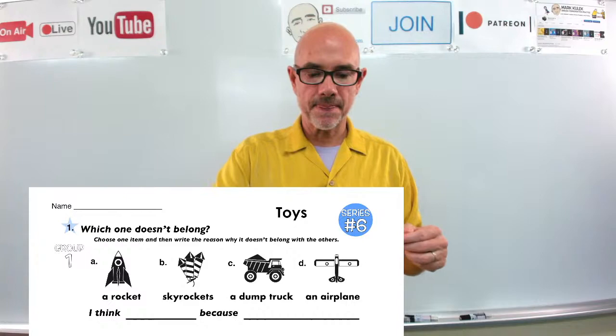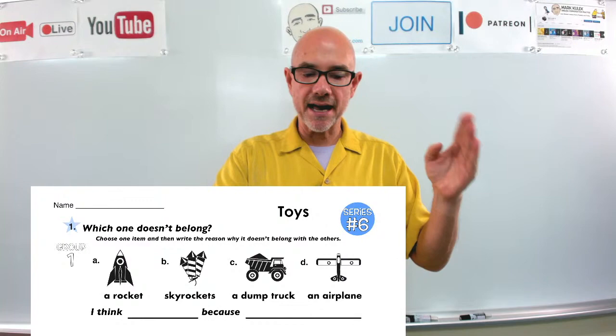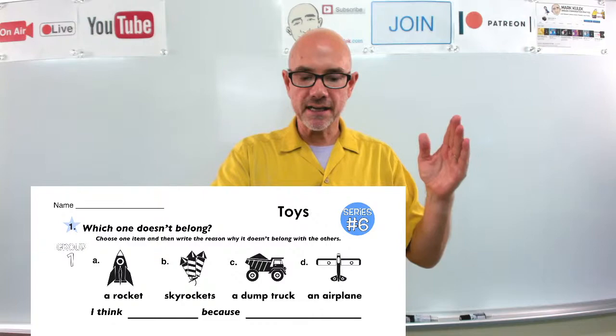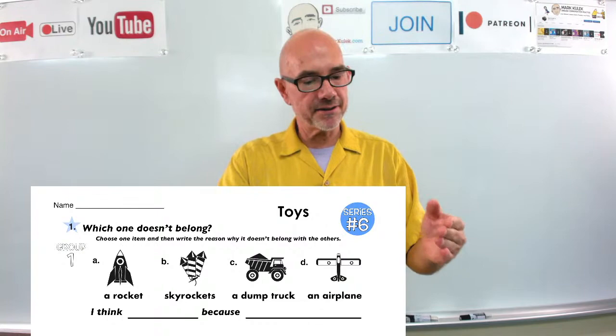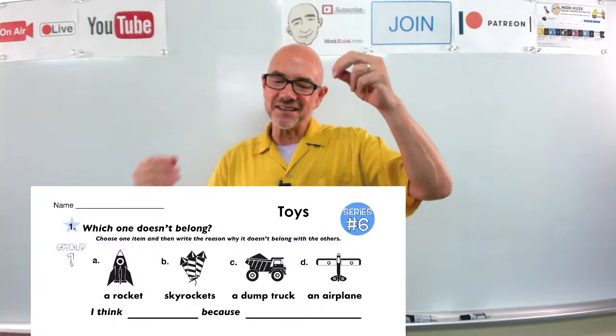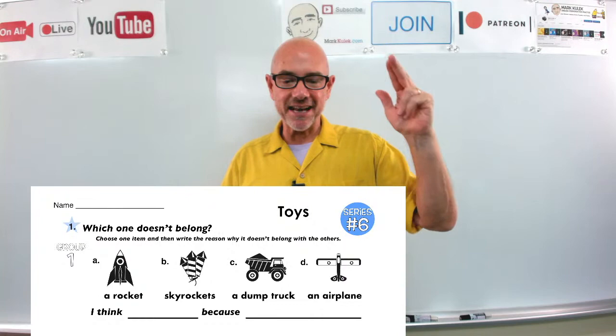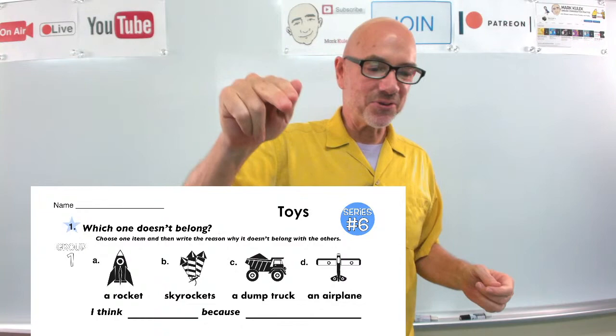Okay, Kaitlyn. I think a dump truck because it's a land transportation. Good. Delva says, the difference between a rocket and a truck is that one flies and the other doesn't. Very good. Yes. Oh, Umesh. See, Umesh, you're getting very good. Umesh is doing very well today. Umesh says, an airplane because it has wings. Yes. Those are wings. A dump truck has no wings. Skyrockets and rockets don't have wings.